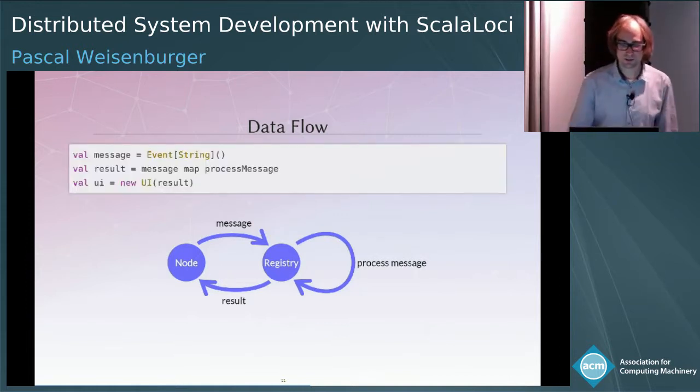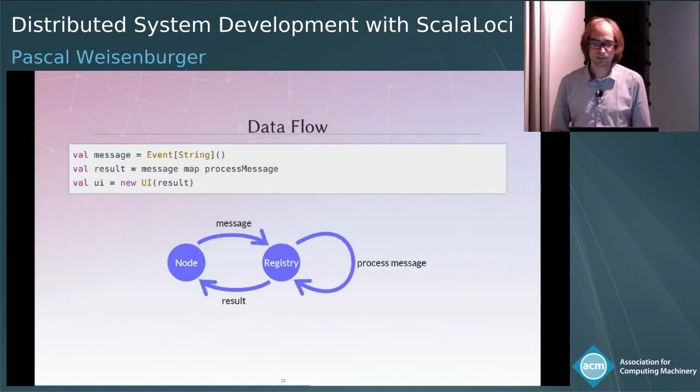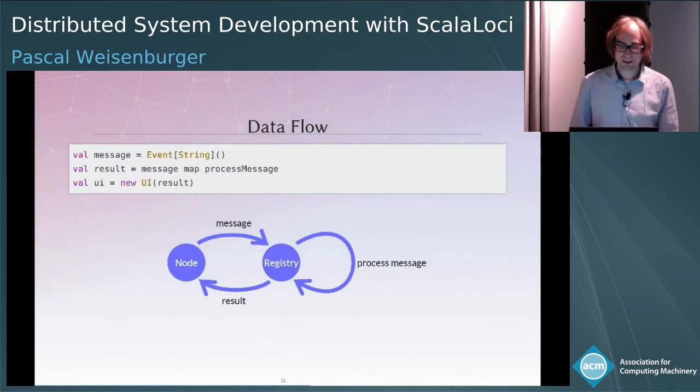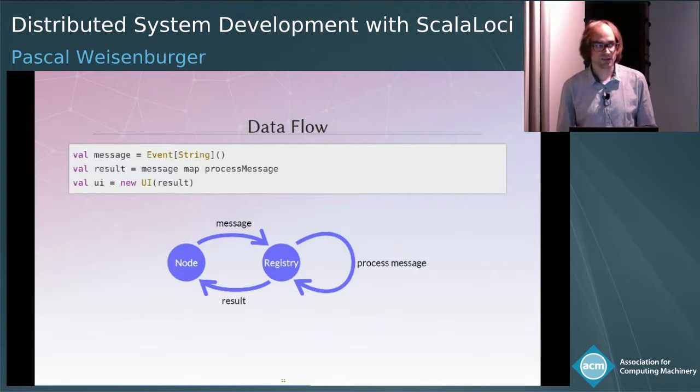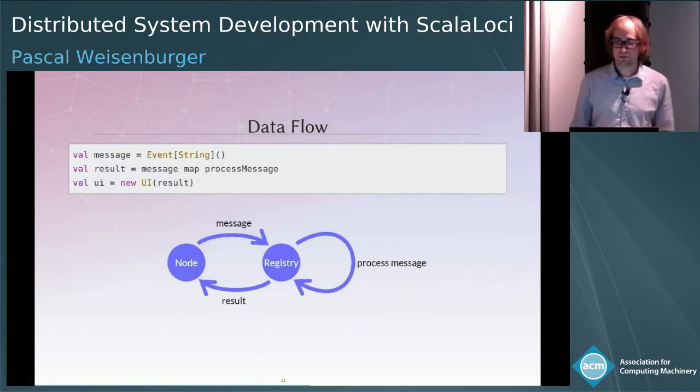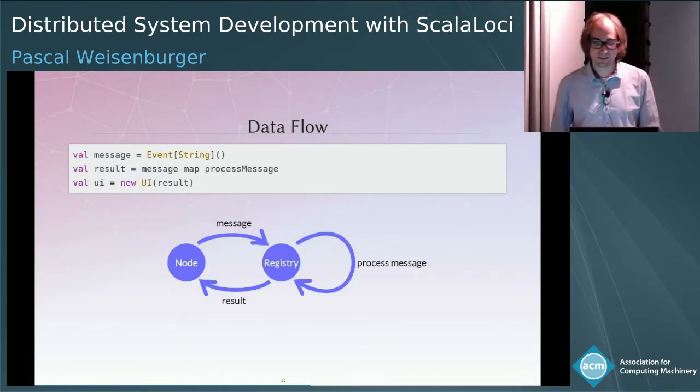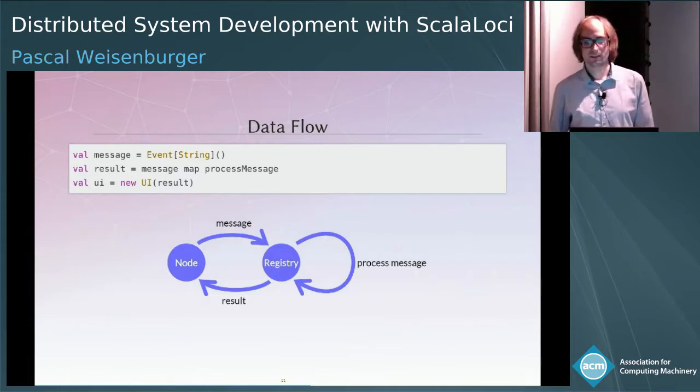Implementing this locally could look like this. So we define the message as an event stream, and then we define the result as an event stream that is derived from the message stream. So in this case here, for every message event, we execute the process message function and send its result through the result event stream. And finally, we create a user interface that gets the result as an input.